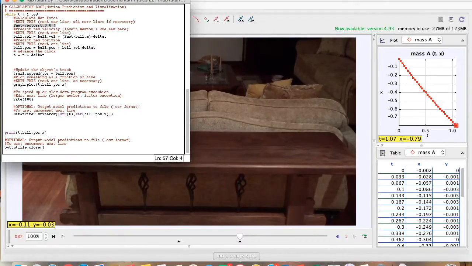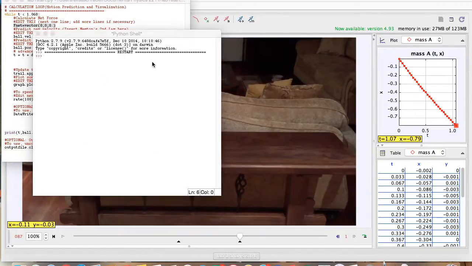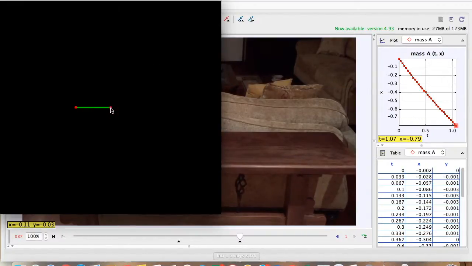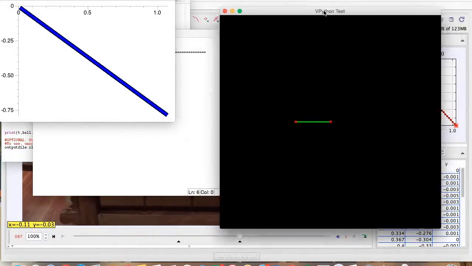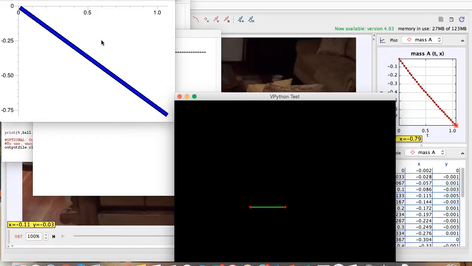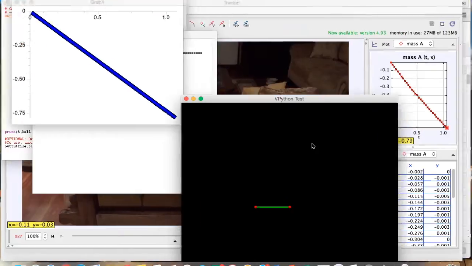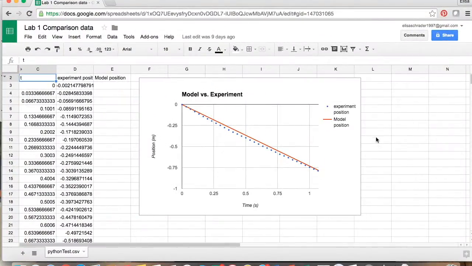Finally, if we run the program, we are able to observe how this small dot represents the ball and how it moves from right to left, just like the video, and then we can see the graph that comes out of it, which is very similar to the experimental graph. After putting both of these data together, we are able to see how both of them are very similar, and they come together very well, meaning that the theoretical data reflected our experimental data very accurately.